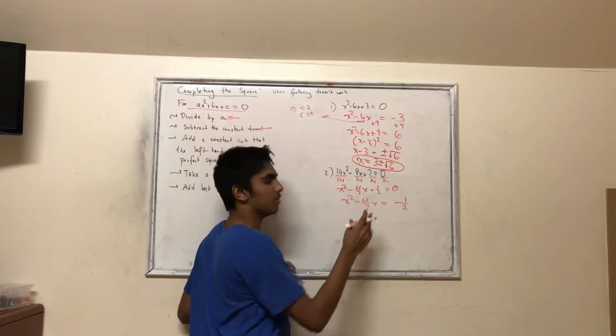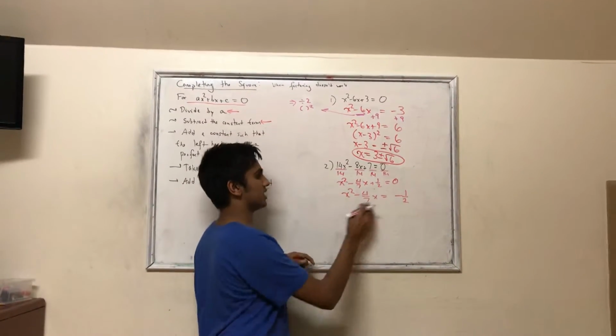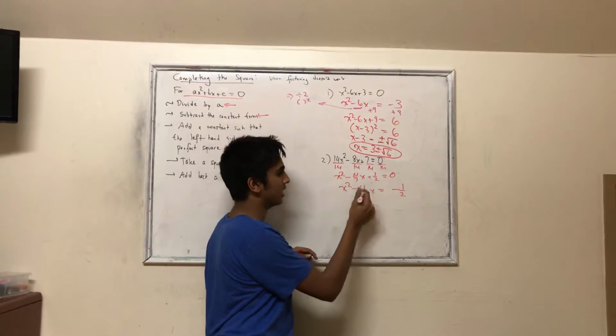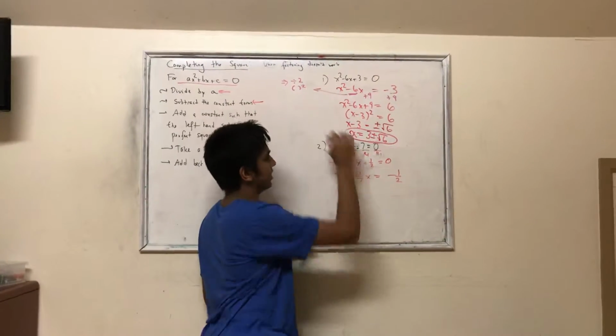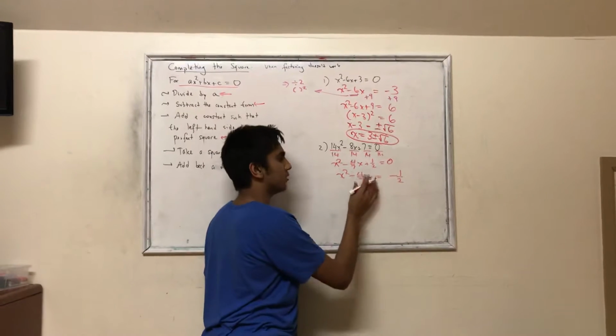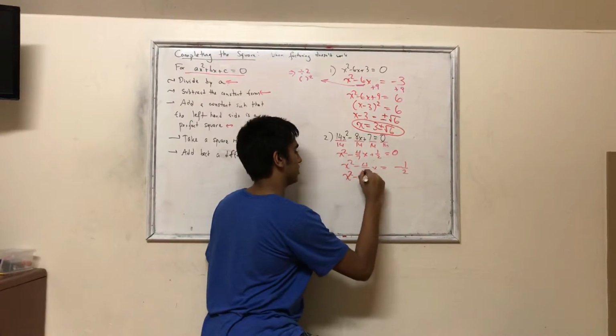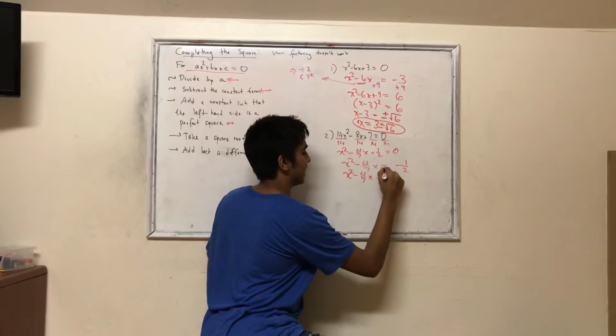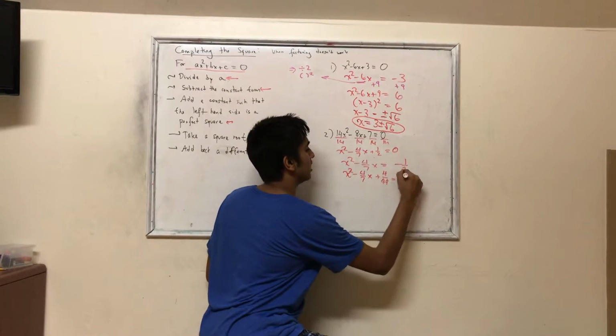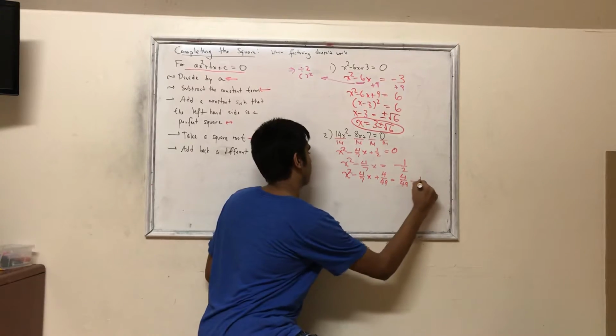What's next? Well, we have to add a term so that this side is a perfect square. We use our process over here. Divide by 2, square it. When we divide by 2, we get minus 2 sevenths. When we square it, we get 4 over 49. So we get x squared minus 4 over 7x plus 4 over 49 equals 4 over 49 minus 1/2.